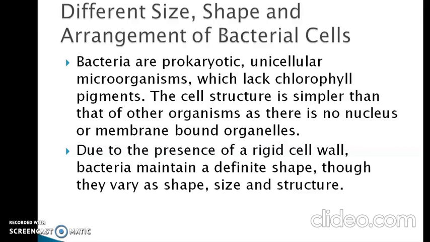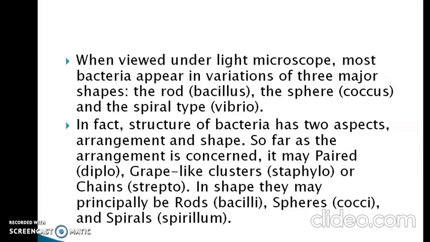Due to the presence of a rigid cell wall, bacteria maintain a definite shape, though they vary in shape, size and structure. When viewed under the light microscope, most bacteria appear in variations of three major shapes: the rod or bacillus, the sphere or coccus, and the spiral type, that is the vibrio. In fact, structure of bacteria has two aspects, that is arrangement and shape.